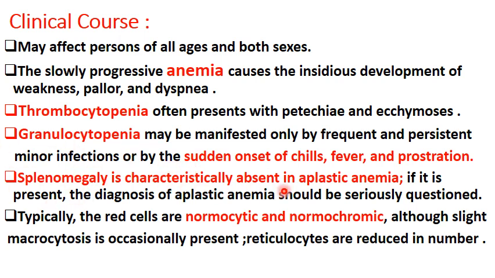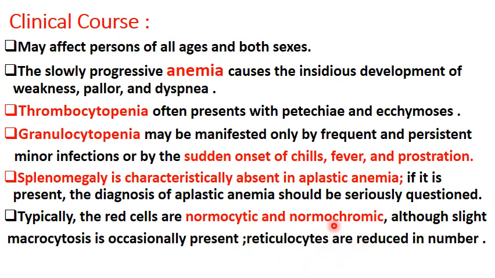Splenomegaly is characteristically absent in aplastic anemia. So in what type of anemia is splenomegaly characteristically absent? It is in aplastic anemia. If it is present, the diagnosis of aplastic anemia should be seriously questioned, because this is one of the characteristic features of aplastic anemia. Red blood cells are normochromic normocytic, although slight macrocytosis might be seen, and reticulocytes are also reduced in number because the bone marrow is non-functioning. Most of the bone marrow is replaced by fat, so it is inactive.